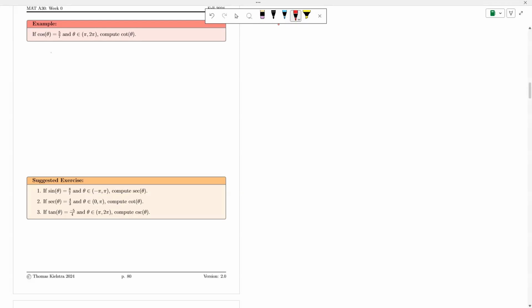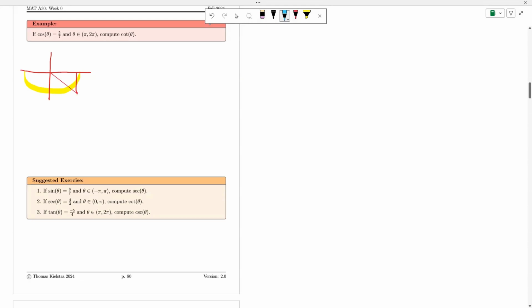So the first thing that I like to do here is just highlight where the angle lies. So I'm told that it lies between pi and 2 pi. So it lies down here. And then I'm also told that the ratio is 5 by 7. Now, cos is positive, and in this interval that's down here. That's where I'm going to lie. Okay, so this is going to be my triangle.